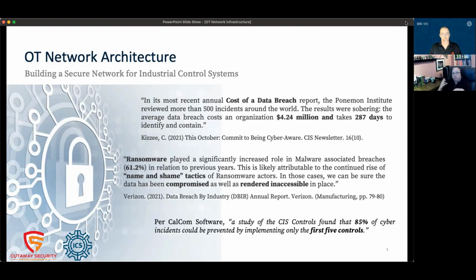Also, one of the biggest fears of us in OT is ransomware, and I think that's true in IT as well. But it has increased incredibly. It's gone up 61.2% compared to last year. In that, what they're also doing is the name and shame tactics, right? They like to put your name out there, say, we got whatever the company name is. It's embarrassing to the company, yes, but what it does is it affects your credibility as an organization.